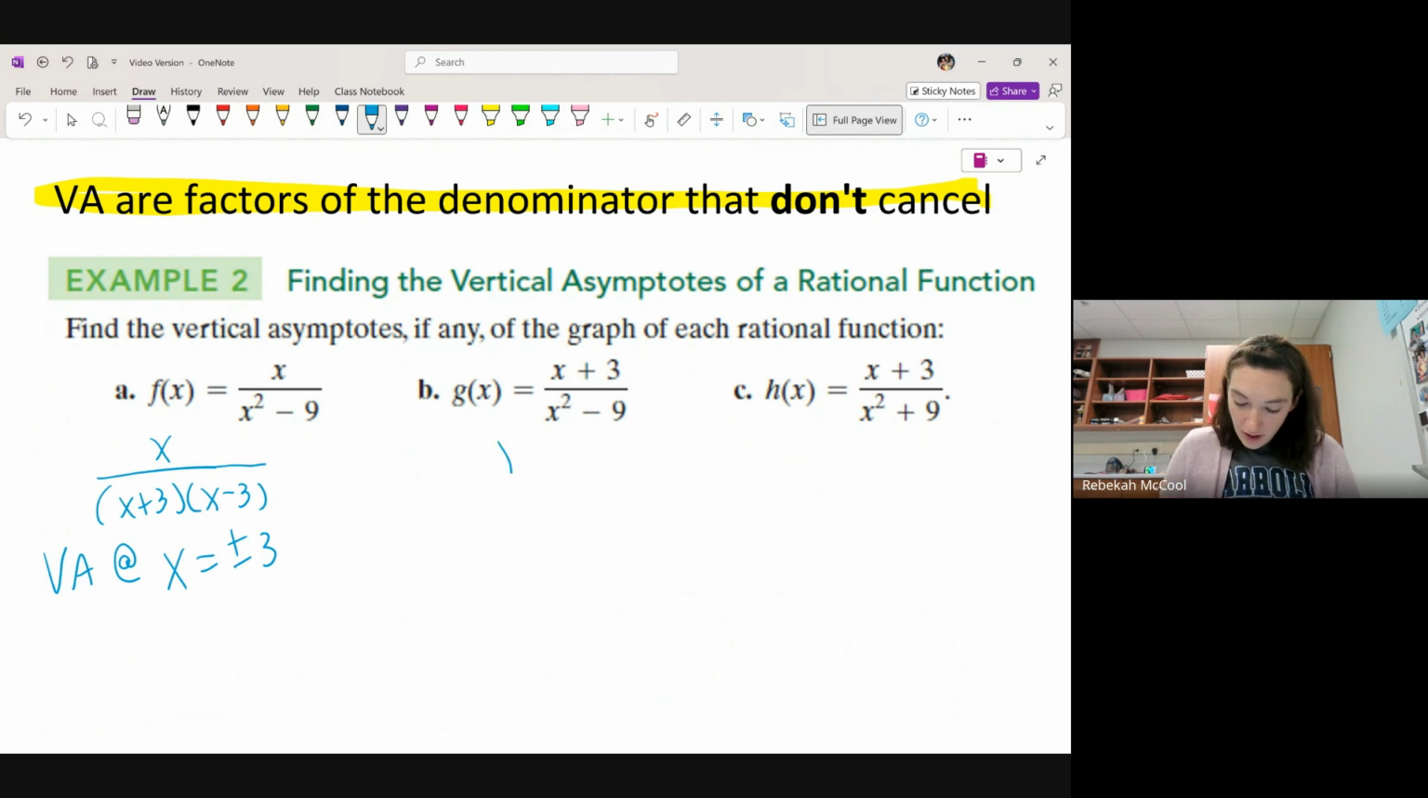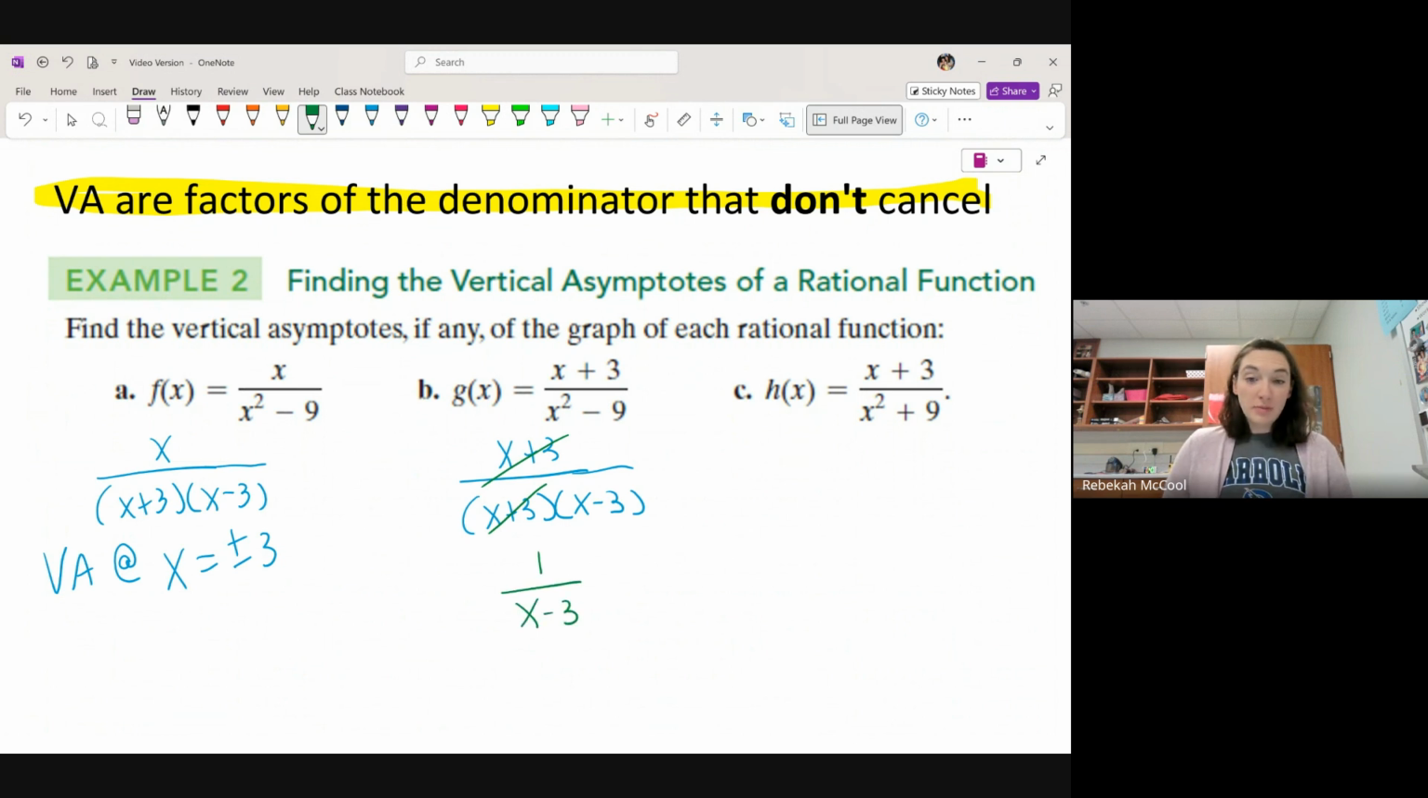With B, our numerator has changed, but our denominator has stayed the same. So we can still use our difference of squares to factor the denominator, but notice this time I have a common factor. I've got x plus 3 both in the numerator and in the denominator, which means this can simplify to 1 over x minus 3. So our vertical asymptote is whatever's left over that didn't cancel. In this case, that's the x minus 3 factor, so our vertical asymptote would be at x equals positive 3.